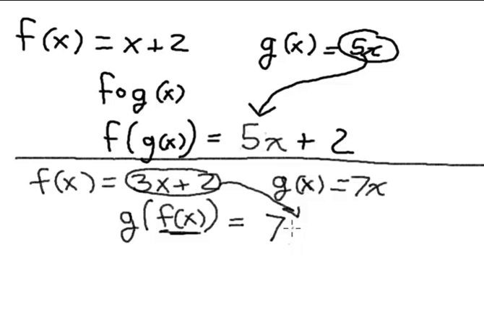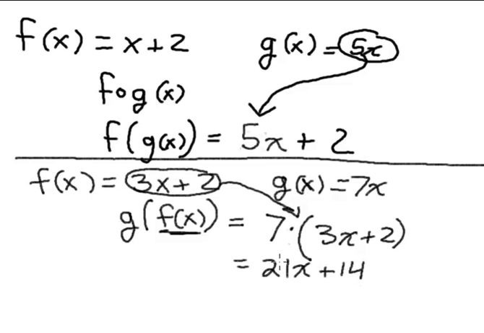Now I have to be careful. There was an implied multiplication here. So when I put in f of x, I need to put it in parentheses because my original g of x, 7, was multiplied by x. So my 7 needs to be multiplied by my entire f of x here. And I need to use the distributive property now to get 21x plus 14. And so that equals g of f of x.